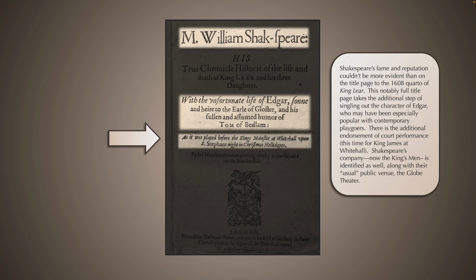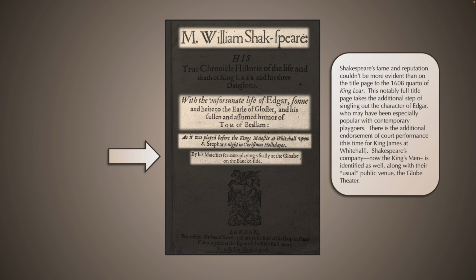There is the additional endorsement of court performance, this time for King James at Whitehall. This was a popular venue for the Stuart court. It was also the venue for his son's beheading during the English Civil Wars. Again, during the Christmas holidays. And then finally, we see Shakespeare's company is identified now as the King's men, not as the Lord Chamberlain's men, His Majesty's servants. And also, it's interesting because this title page mentions their usual venue, the Globe Theater on the Bankside. So really full and interesting title page here.